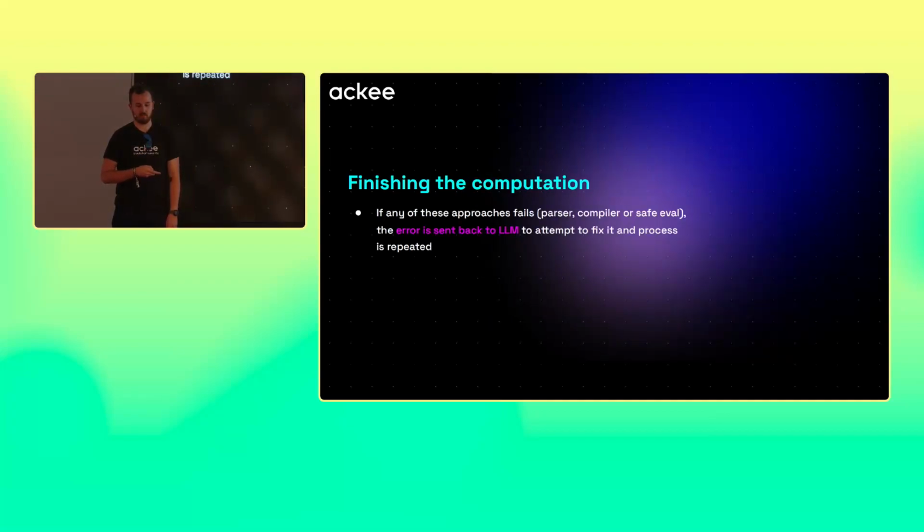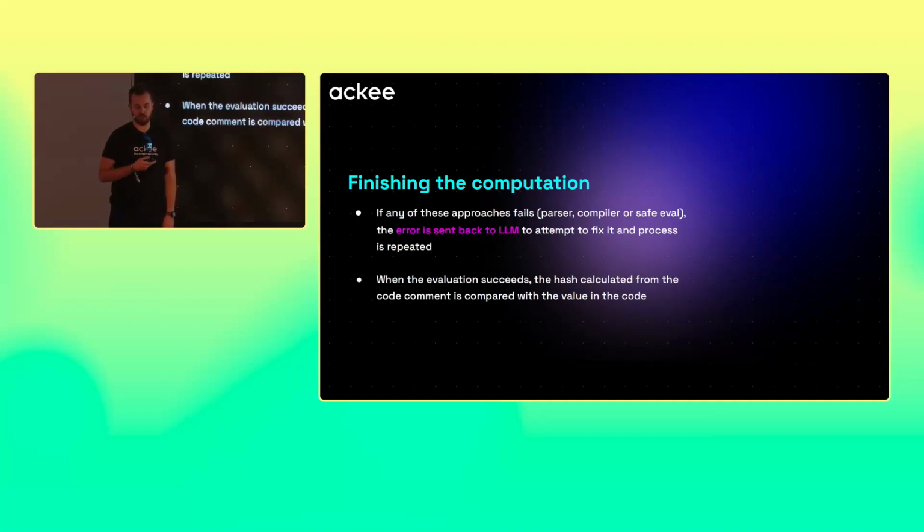But it is possible that some of these approaches fail, and you will get, for example, a long sentence from GPT or some invalid output. So you want to send the error back, explain it to the language model, so the language model will attempt to fix it, and the process is repeated. When the evaluation succeeds, the hash calculated from the code comment is compared with the value in the code.